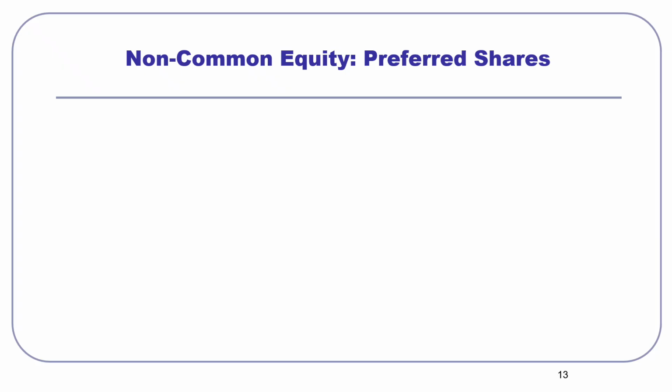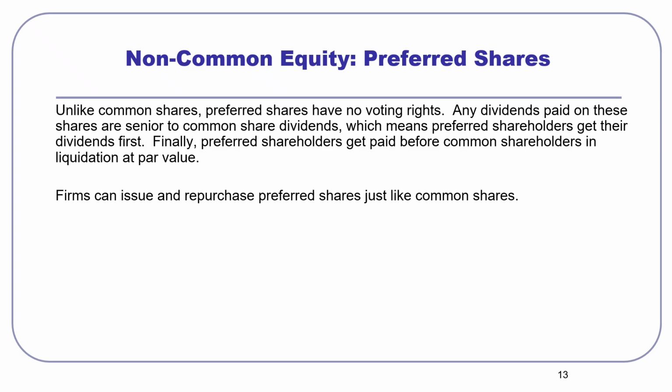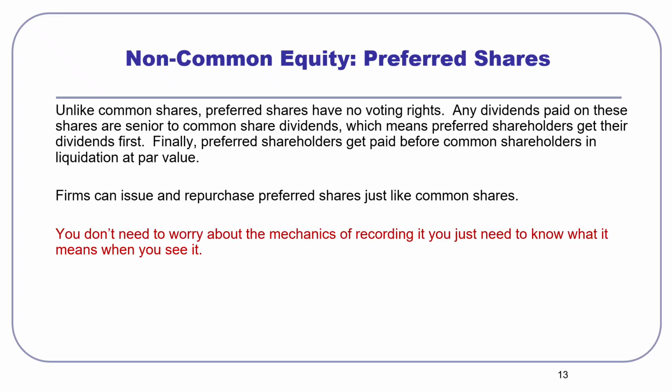The last non-common equity account is preferred shares. Unlike common shares, preferred shares have no voting rights. Any dividends paid on these shares are senior to common share dividends, which means preferred shareholders get their dividends first. Finally, preferred shareholders get paid before common shareholders in a liquidation of the firm at their par value. Firms can issue and repurchase preferred shares just like common shares. Again, you don't need to worry about the mechanics of recording preferred shares. You just need to know what it means when you see it in financial statements.